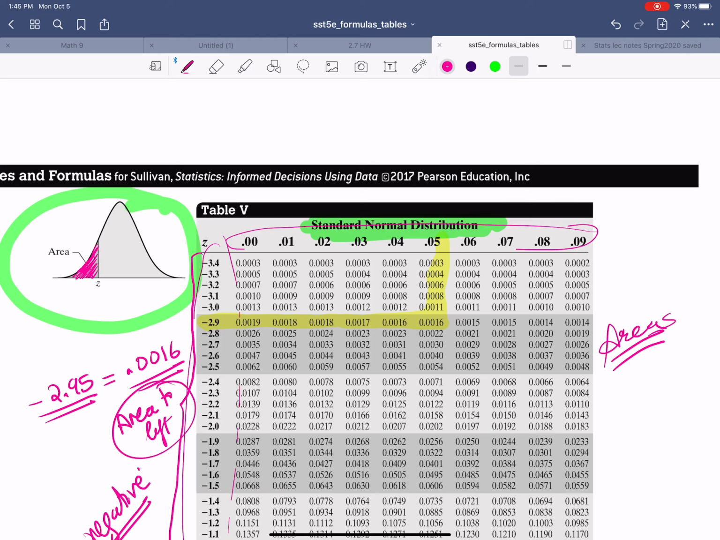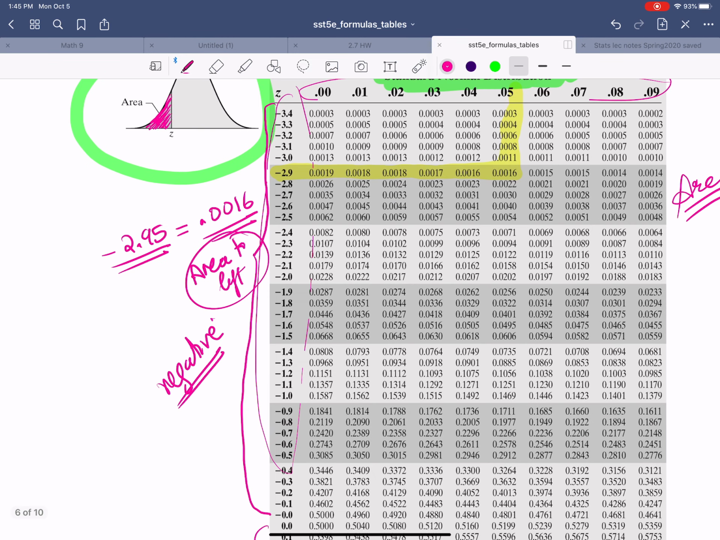Now, what if I want to find the area to the right of it? Think about where negative 2.95 would be. My 0 is exactly in the middle, so let me draw the curve. We already saw the normal curve earlier. So 0 is exactly in the middle, and then I am 1 standard deviation above, 2 above, 3 above, negative 1, negative 2, negative 3.